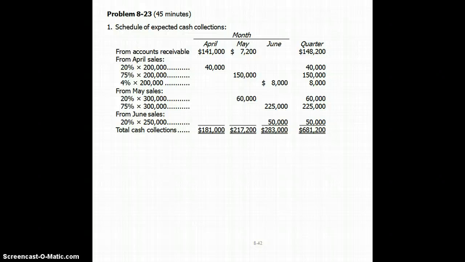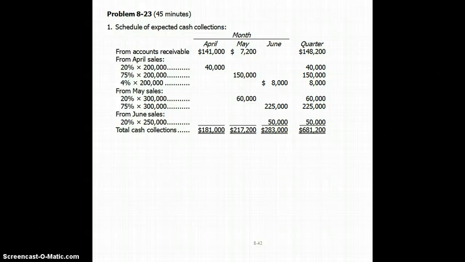We are told that the cash balance at the beginning of April was $26,000. We're told that accounts receivable was $151,500, of which $141,000 will be collected during April, $7,200 collected during May. The remainder's uncollectible.